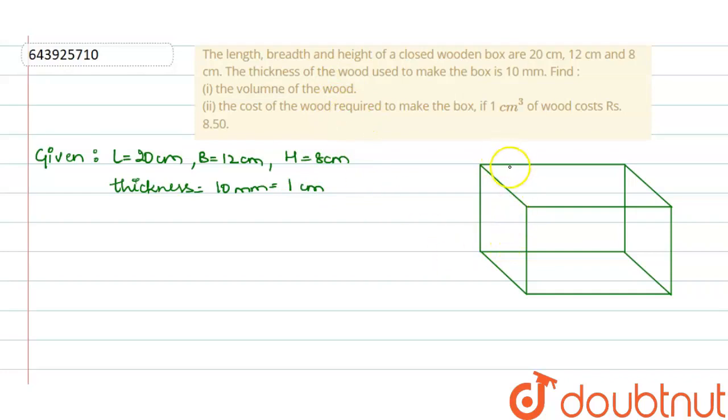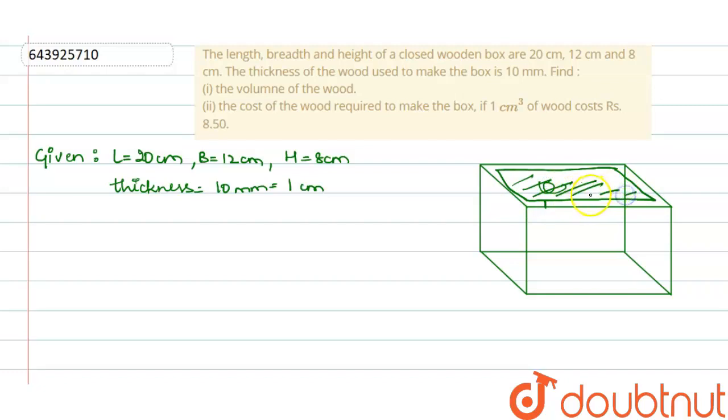Consider this as a wooden box I have drawn, so it will be in cuboid form. The thickness of the wood is 10 millimeters and we have to find the volume of the wood that is used to make the cuboid. So we can assume that this is the box, and inside this, after a 1 centimeter gap, it will look something like this. So only this part is the wood, and the inside of this whole part is air in the box.